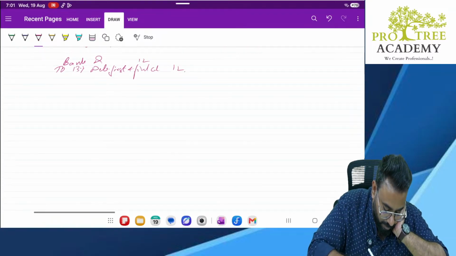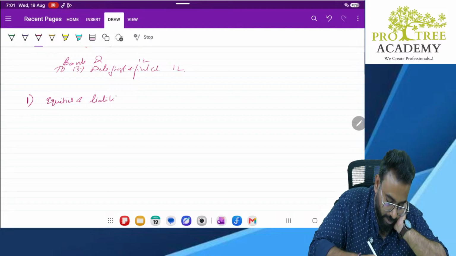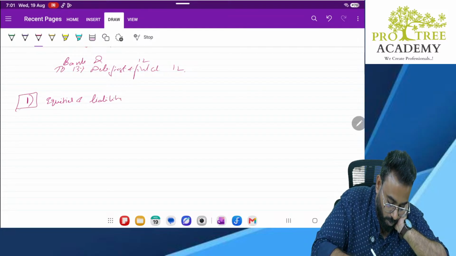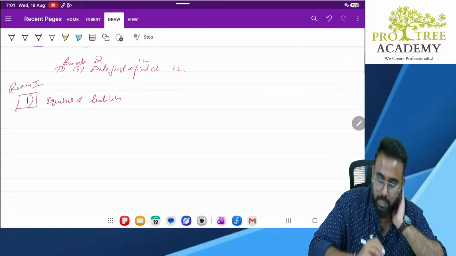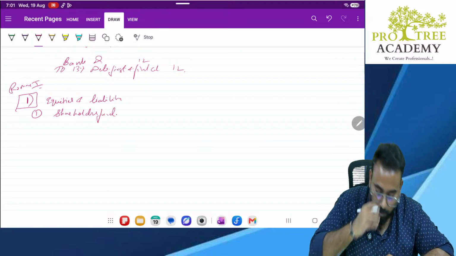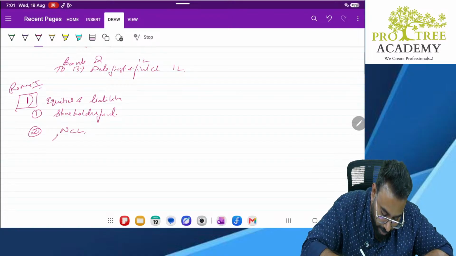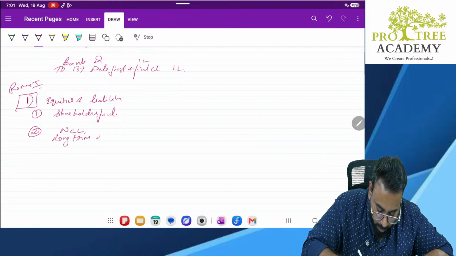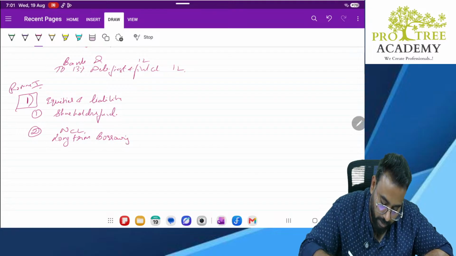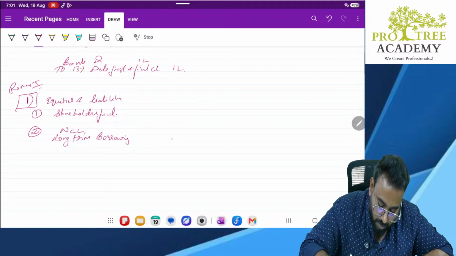I'll prepare the balance sheet. First item, balance sheet, equities and liabilities. This is Roman 1. Under equities and liabilities, shareholders fund, we have nothing, no information. Okay. Next we have non-current liabilities, this will come. Under non-current liability, long-term borrowings. How much? 10 lakhs? No. 2 lakhs. 2 lakhs.